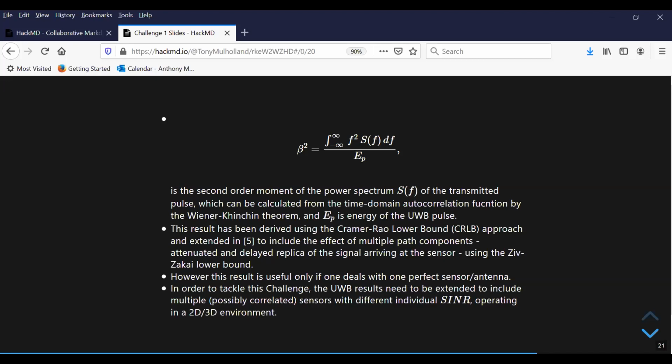So we can then use the Cramer-Rao bound to go back and calculate the location error in the manner that David's just mentioned. But it assumes a perfect sensor, etc. Next slide, please.